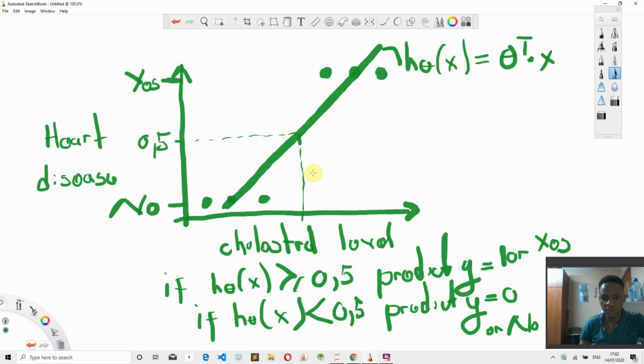Points on this right side are classified as 1. So a person who has these features is classified as a person who has heart disease, and then these features are classified as a person who doesn't have heart disease. But there is one drawback of using the linear regression model. So let's take a look at the drawback.